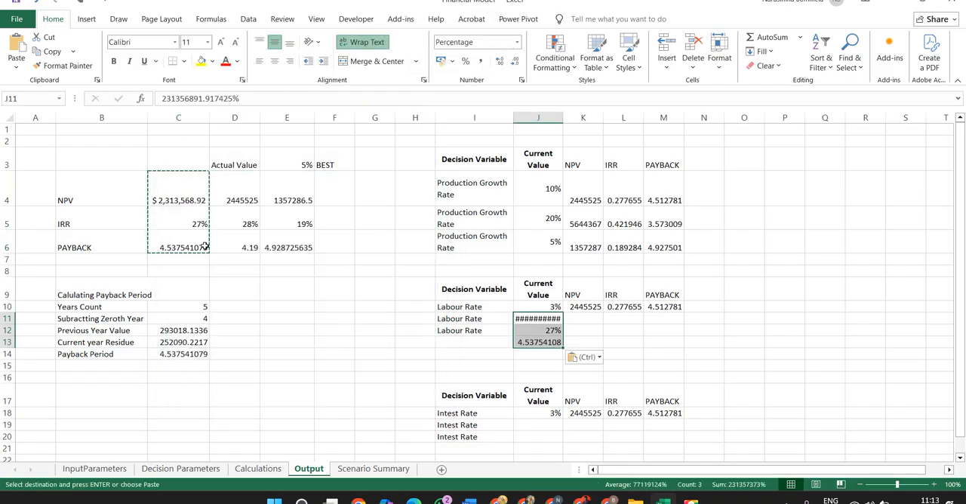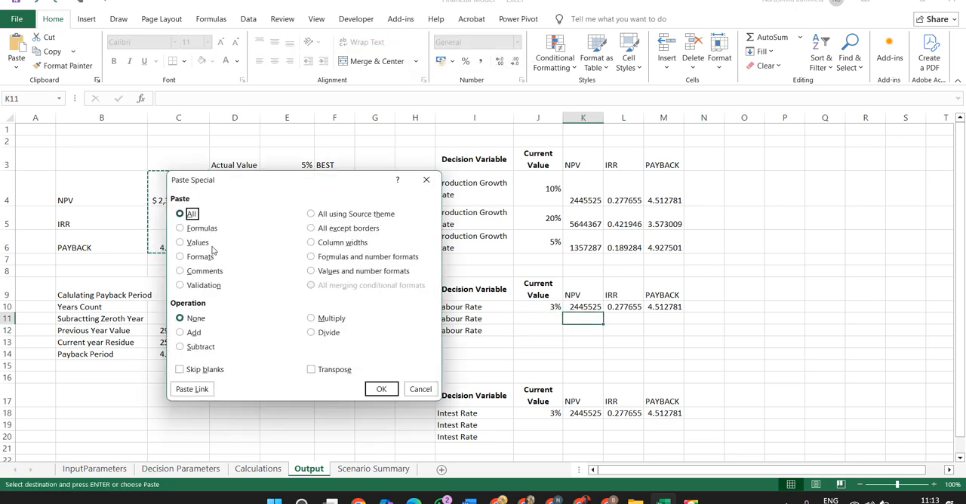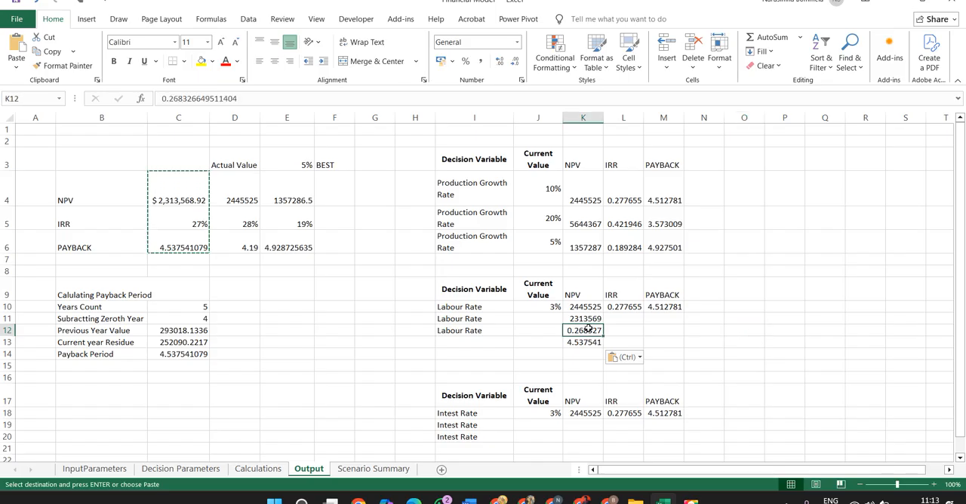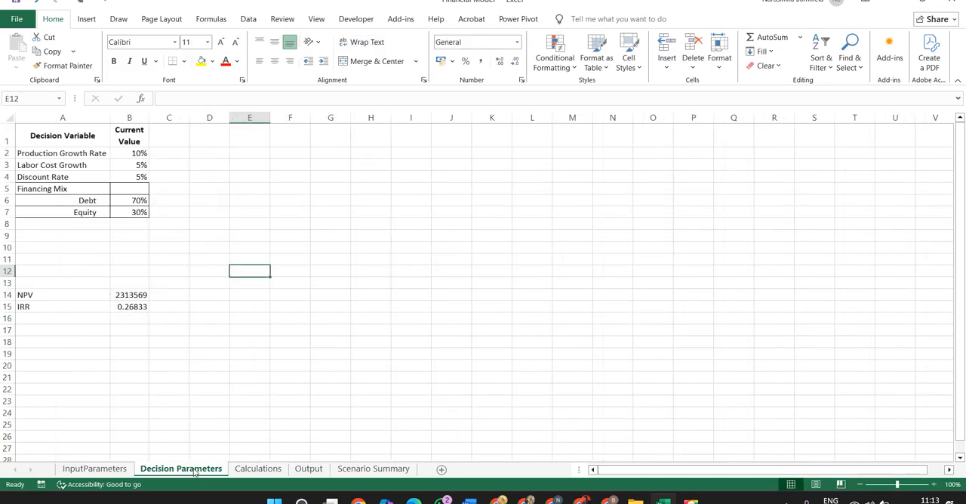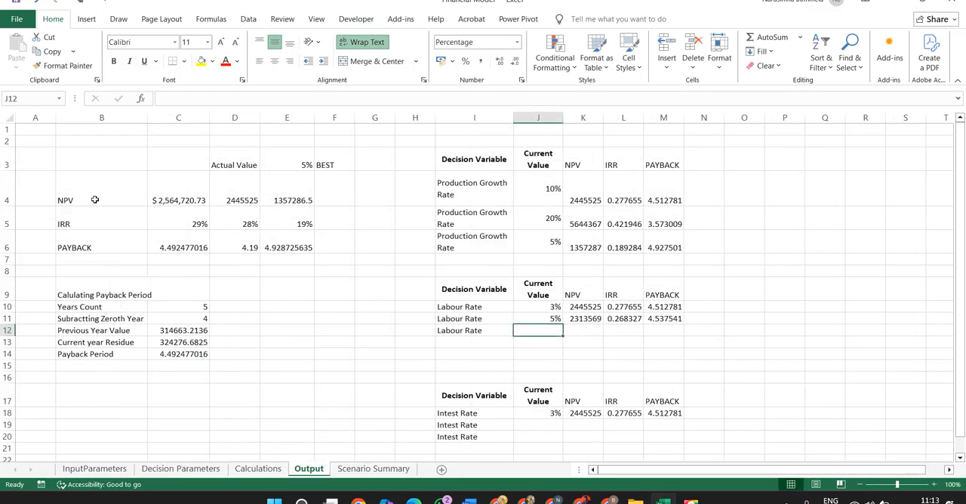When you use paste special, it will remove formulas. Okay, there are no formulas now. This is 5%. Now let us decrease it to 2%, 1%. So what is the output?